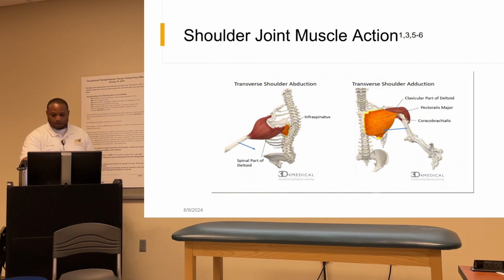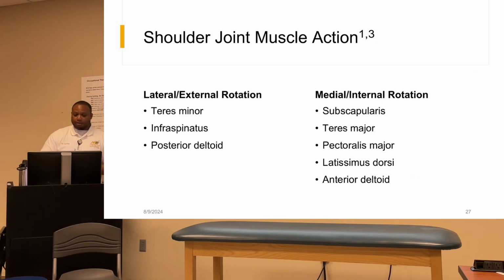So you have the clavicular part of the deltoid, pectoralis major, and coracobrachialis playing a role in shoulder adduction. And then our rotators. So we have our external rotators and our medial rotators. Teres minor, infraspinatus, posterior deltoid being external rotators, and internal rotators being subscapularis, teres major, pectoralis major, latissimus dorsi, and anterior deltoid. So we know that the rotator cuff muscles have a specific function in rotating the GH joint.